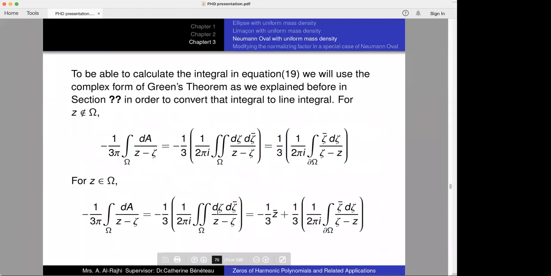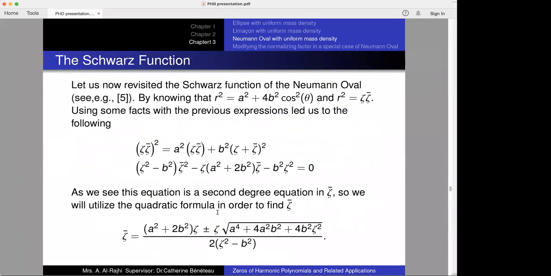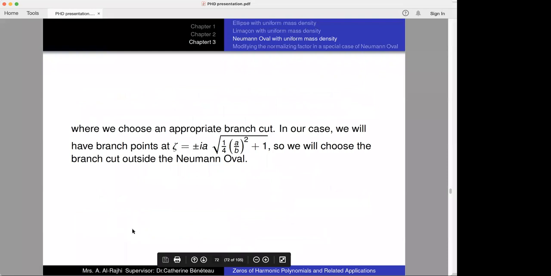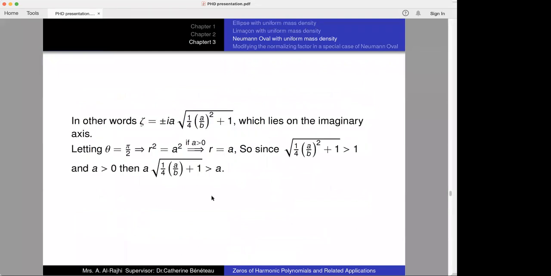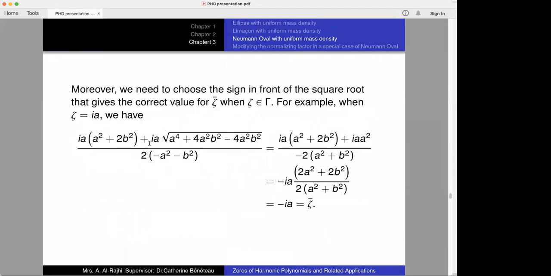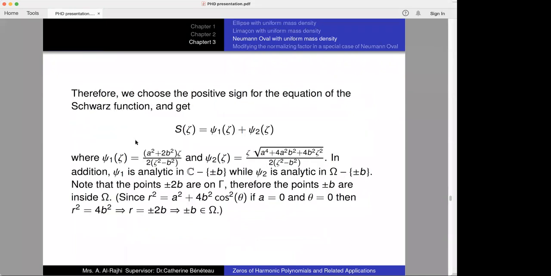By following the same technique as we did for the ellipse and the limaçon, we try to find the Schwarz function, and we have a quadratic equation. We solve the quadratic equation, and now we have to decide where to make the branch cut to make sure we have an analytic function. We end up with the branch cut outside the domain. Now we decide which sign to take, and we figured out it should be the positive sign. So our Schwarz function can be written as follows.